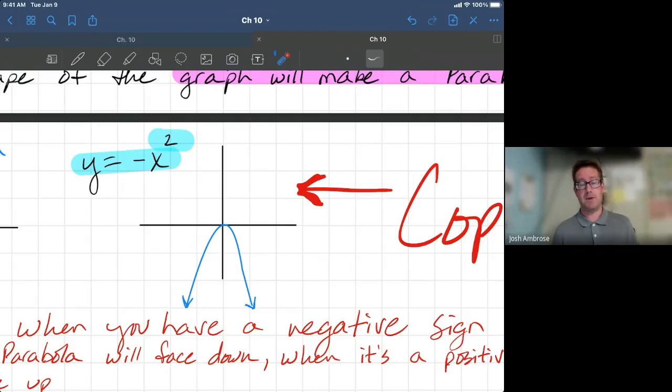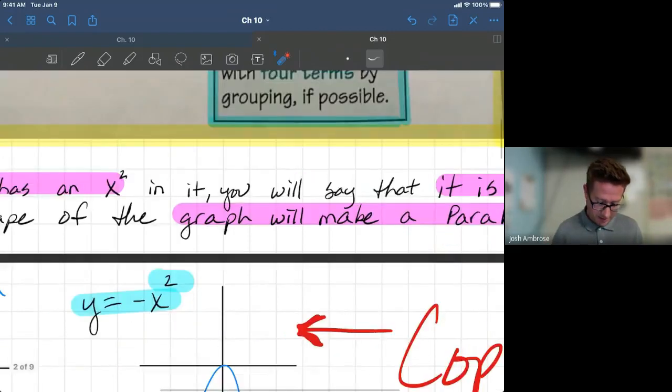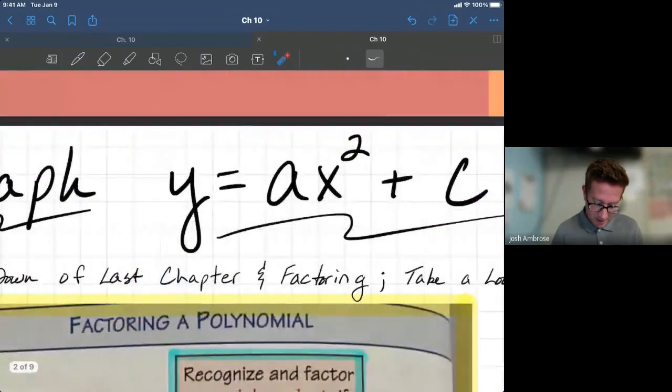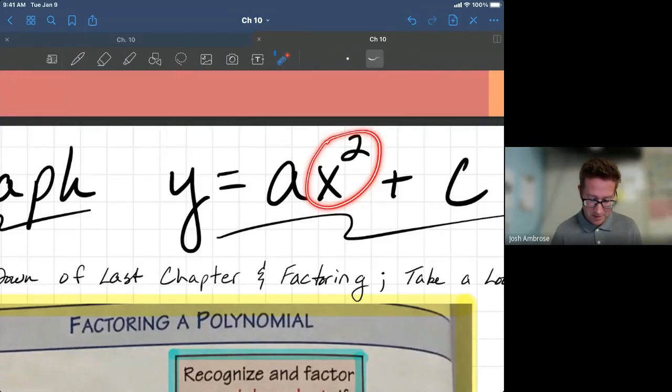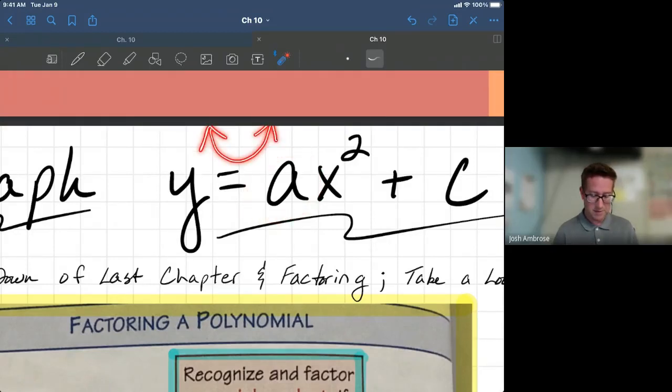Okay, so if we slow it down and kind of back it up one step and go back to the top, I'm talking about this value right here. All right, so in front of x squared is a. A is any coefficient. If a is positive, it makes a smiley face, or an upward facing parabola. If a is negative, then it makes a downward or frown facing parabola.